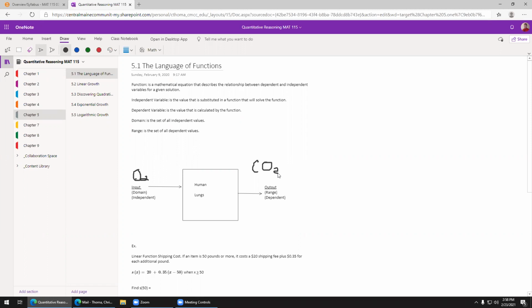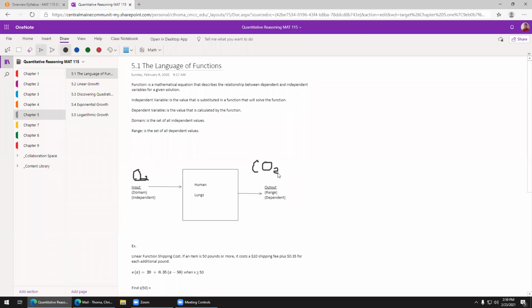And that is independent because nothing has affected it yet. Then the equation, the system, the function is going to take that input and it is going to do something to it. And then it is going to give you a result. It's going to give you an output. And that output is called the range, right? And it is a dependent variable because that result is dependent on what the function did to it, right? So if you kind of think of a function as that, as something comes in, some process happens, and then a new result comes out, right?